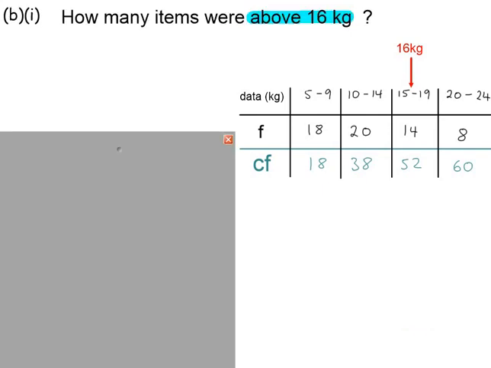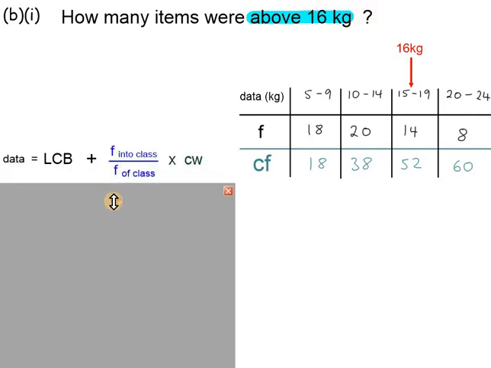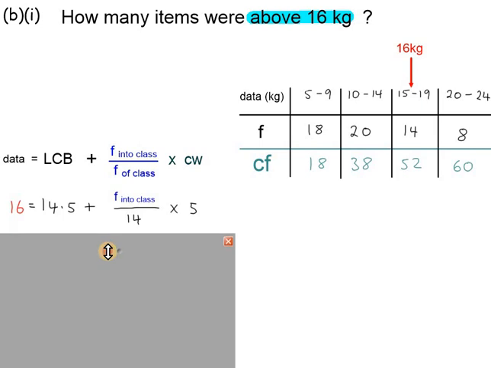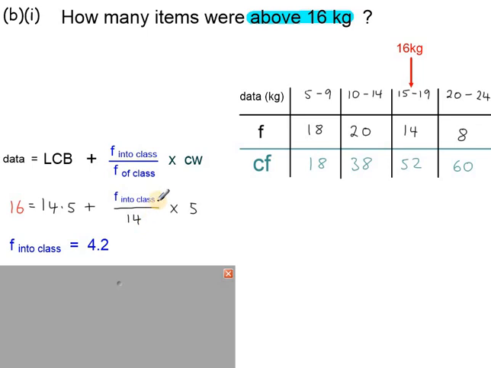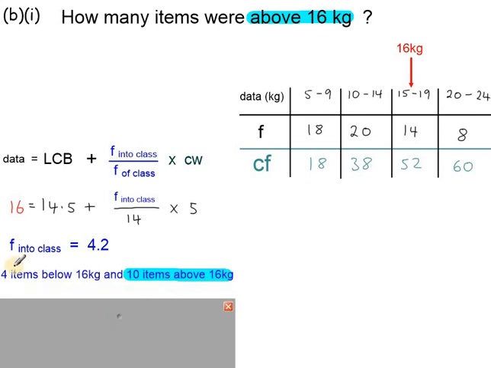B, part 1. This time we're looking at the number of items which were above 16 kilograms. So the calculation starts as before. We substitute the same values in, because we've got the same numbers as before, and the frequency into the class again. When we rearrange, the interpolation formula gives us 4.2. So as before, 4 items were below 16 kilograms, 10 items were above 16 kilograms.